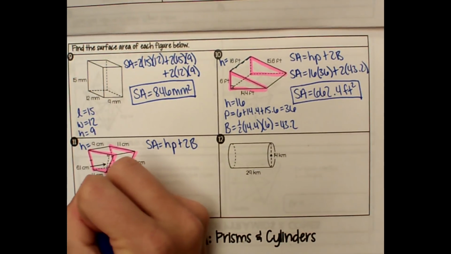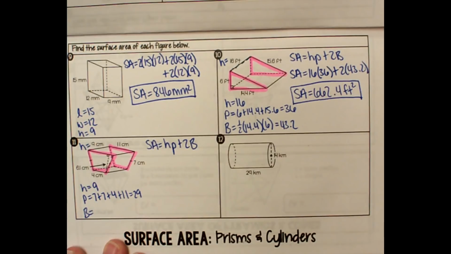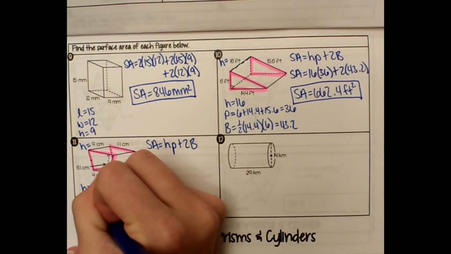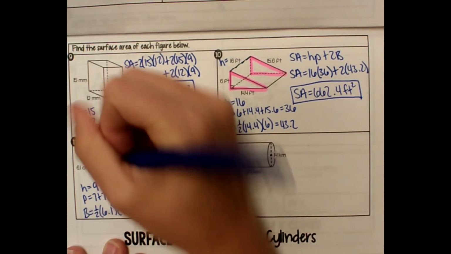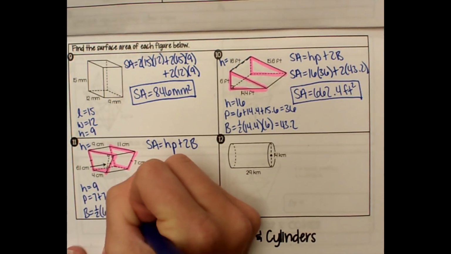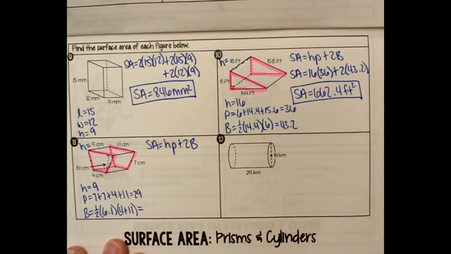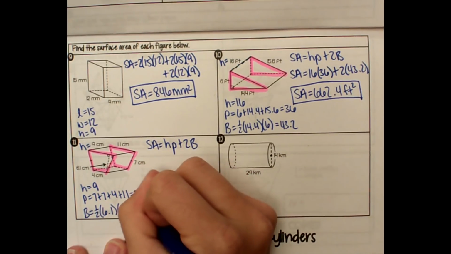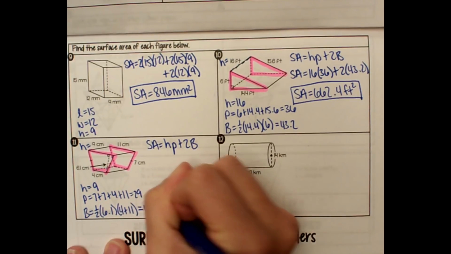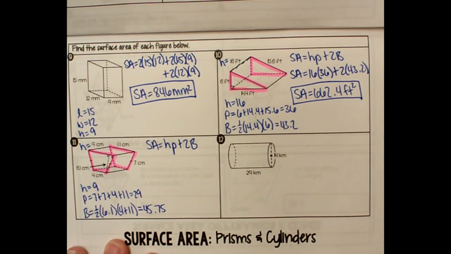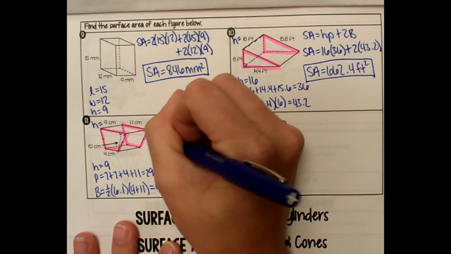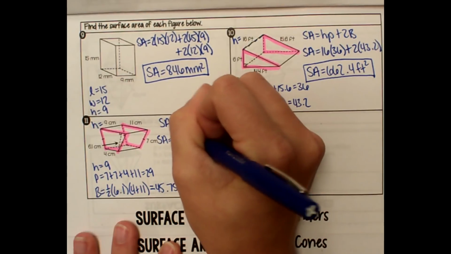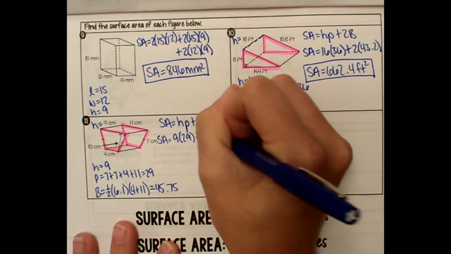And then big B, your formula for the trapezoid base, what is it? We'll do 1/2 times the height, which is 6.1, times the bases, the base lengths added together. So it's going to be 4 plus 11. Put that into your calculator and you get 45.75. So your surface area is equal to 9 times 29 plus 2 times 45.75.